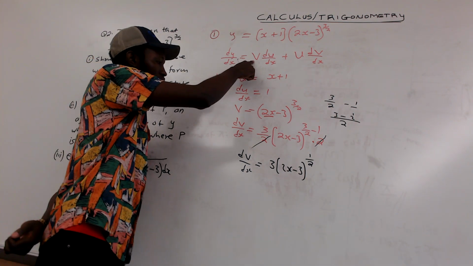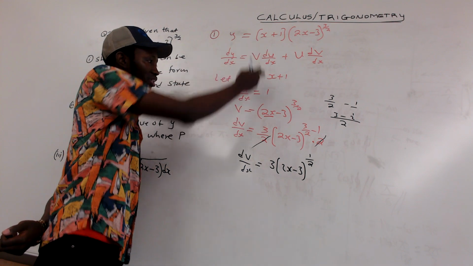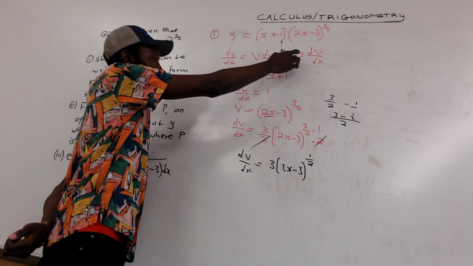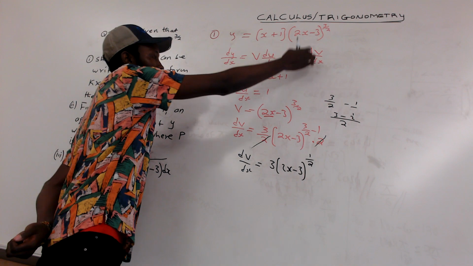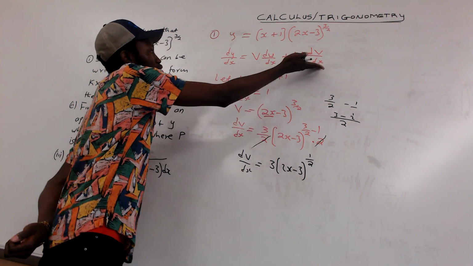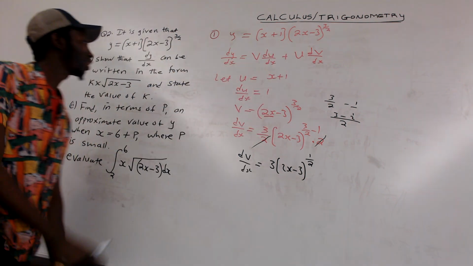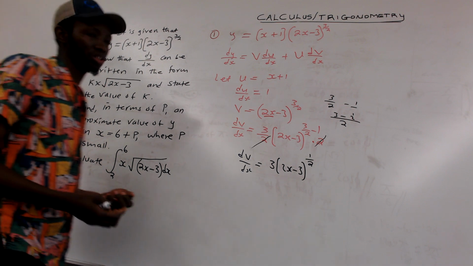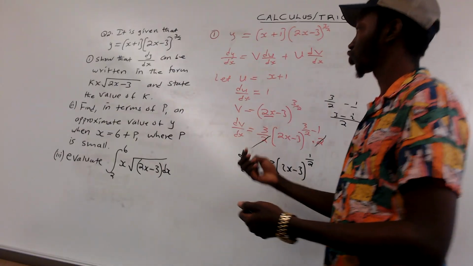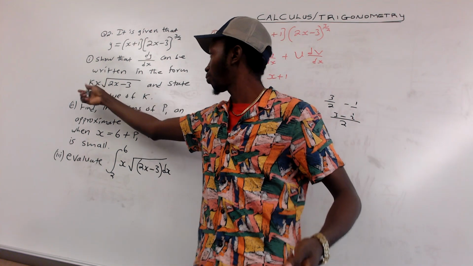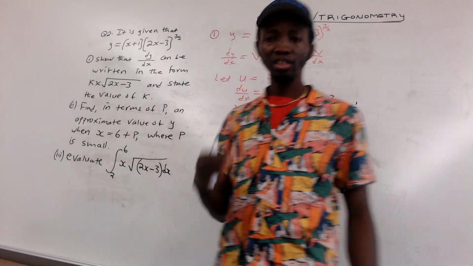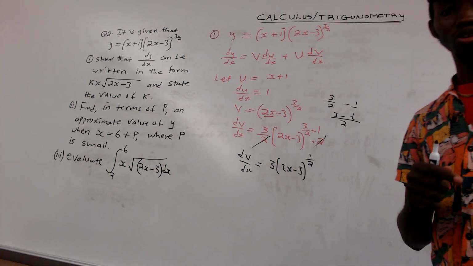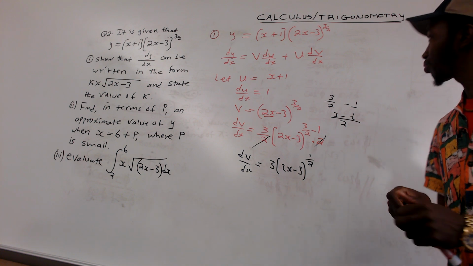We have our v, which is this. We have our du dx, which is this. We have our u, which is this. And we have dv dx, which is this. So we are just going to slot them into this product formula. At the end of the day, what we should have should be in the form of kx, the square root of 2x minus 3. You see, this is simple and straightforward.